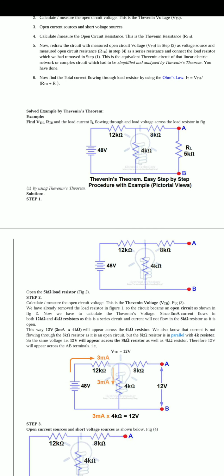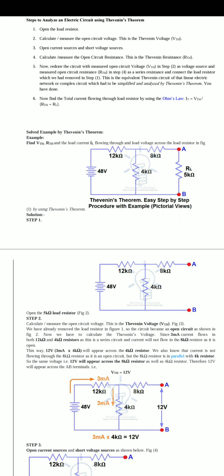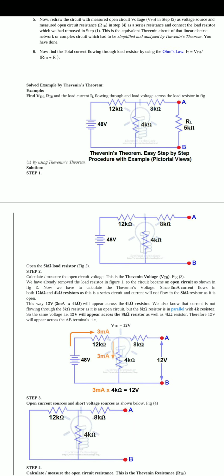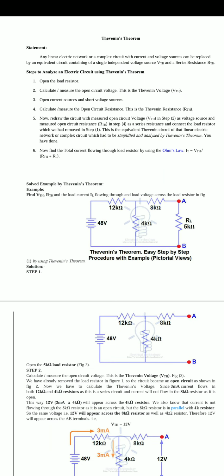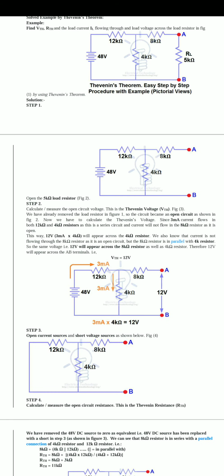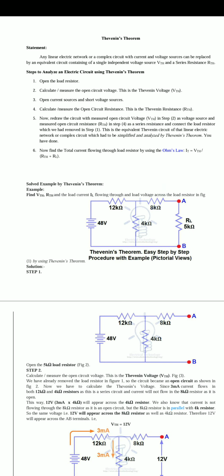First, we can see one example. Find V Thevenin and R Thevenin, and the load current IL flowing through the load and the voltage across the load resistor in the figure. Okay, they are giving four resistors and one voltage source. The load resistor is connected between points A and B. First step, open the load resistor. Redraw the circuit with the load resistor open.